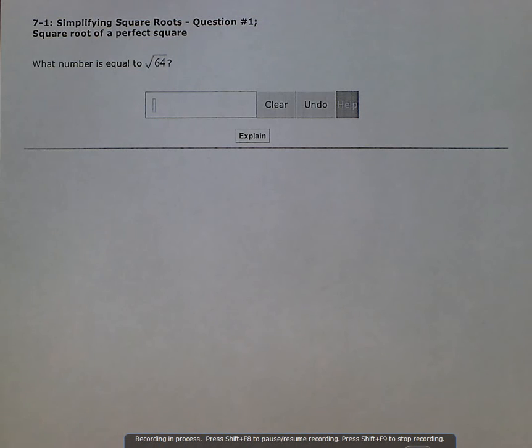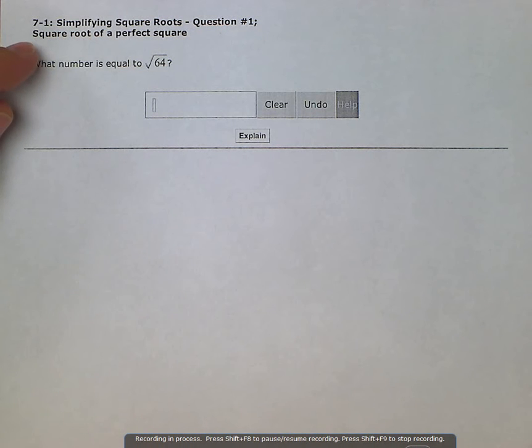Here we have a problem that's asking us to simplify a square root, or tell us what number is equal to the square root of 64. And you see in the title that we're taking square roots of perfect squares. So we have a little bit of terminology that we need to understand.